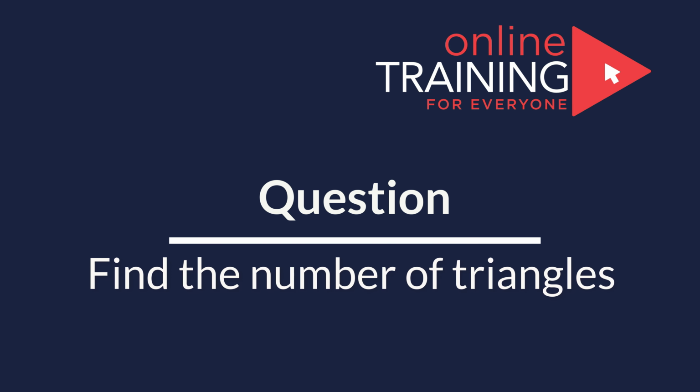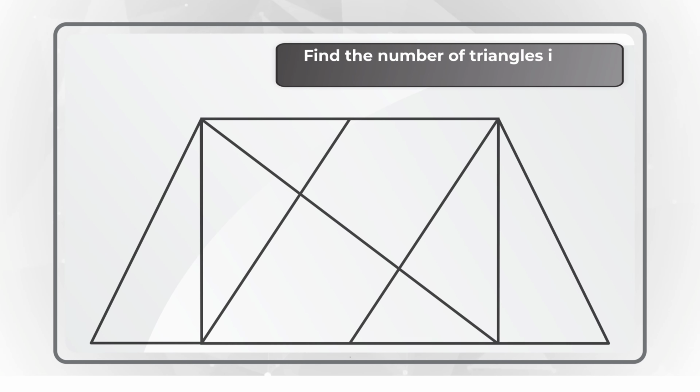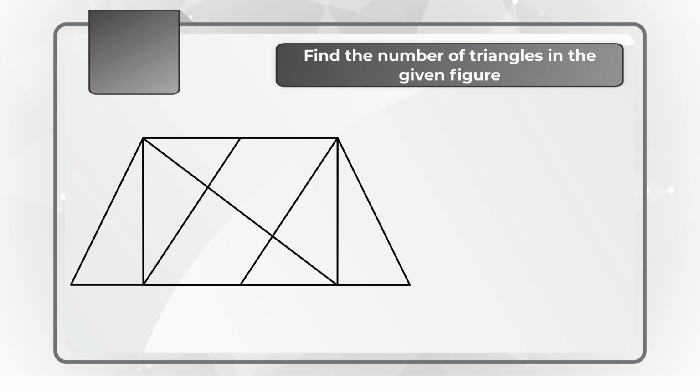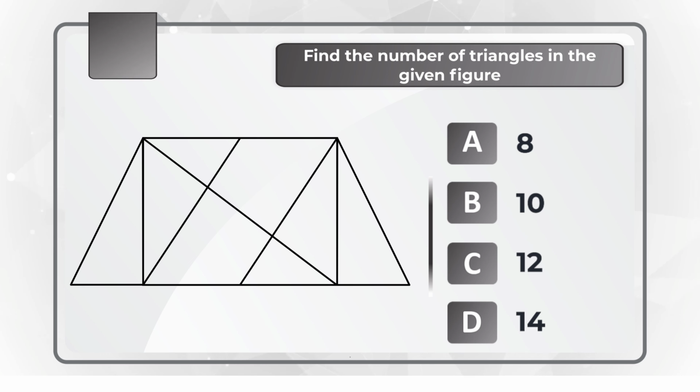And now here's the question for you to try your skills. You need to determine how many triangles are shown on the screen. You have 4 different choices. Choice A, 8, choice B, 10, choice C, 12, and choice D, 14.